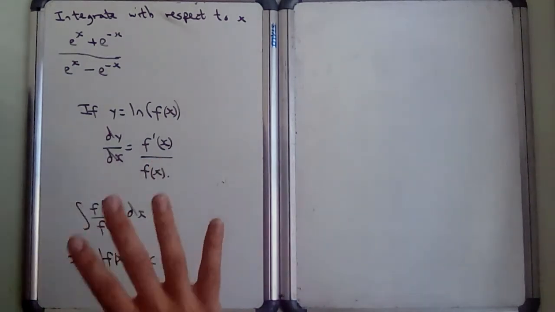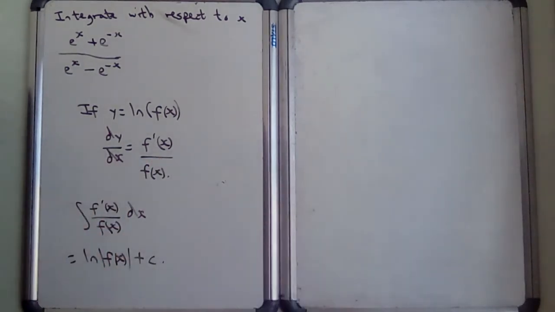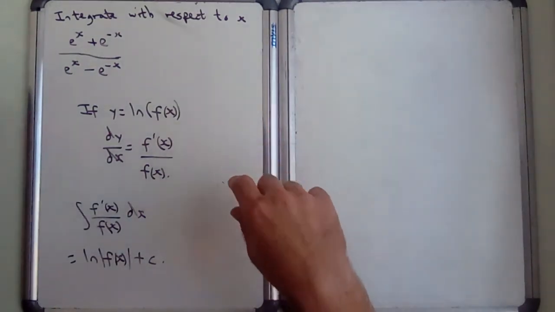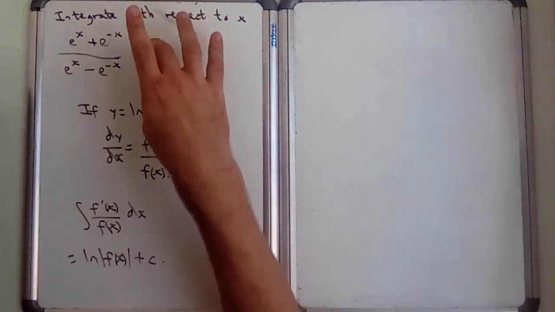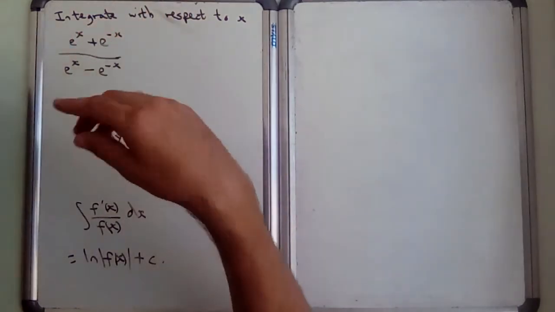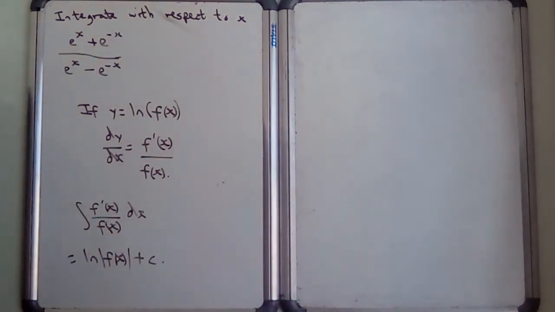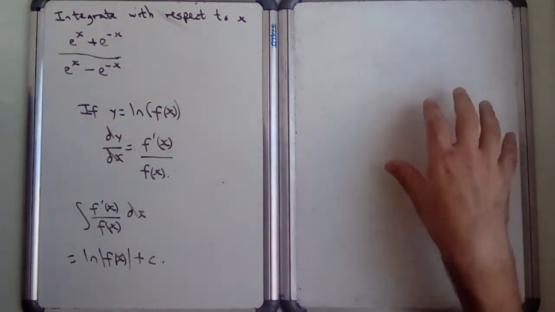If you can find a situation where the top is the derivative of the bottom, or the top is a multiple of the derivative of the bottom, so you can maybe pull factors out and make it look like that, then the integral will be the natural log of the absolute value of the bottom. I reckon in this case the top is the derivative of the bottom, and the bottom being the derivative of the top isn't as useful. So let's have a look.